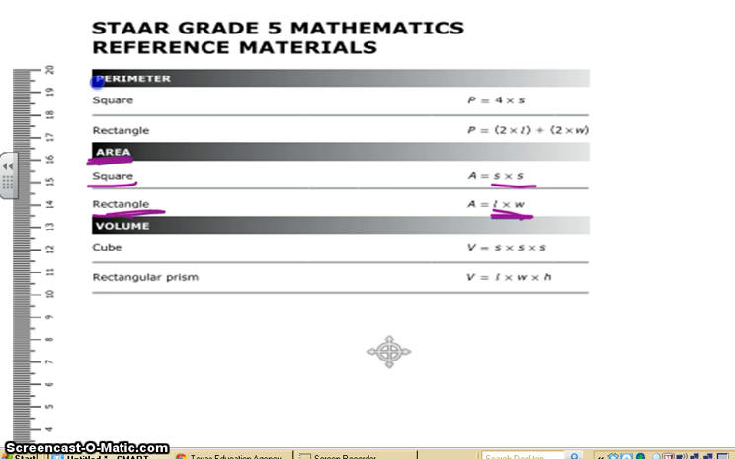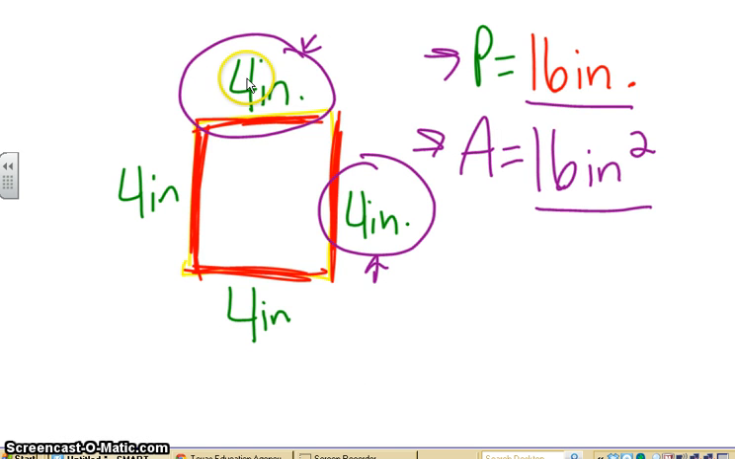Now, perimeter also has formulas, but we don't really use the formulas too much in 5th grade because we just add the sides. But what they're telling you is if you're finding the perimeter of a square, you know that a square has 4 sides, and you know that every side is the same length. So to get the perimeter faster, you could just say 4 times whatever the length of that side is.